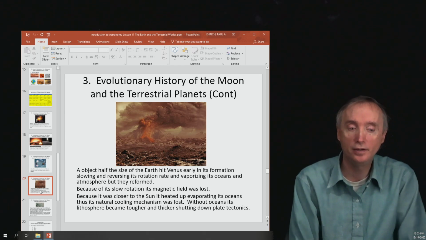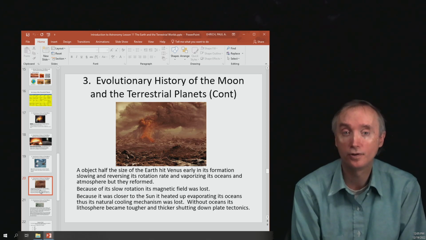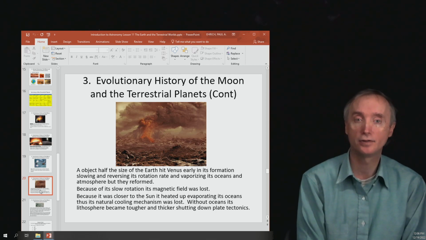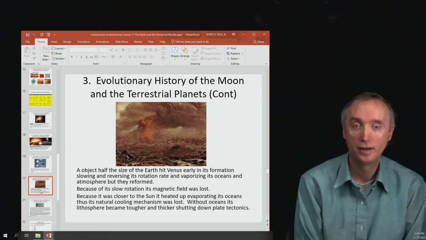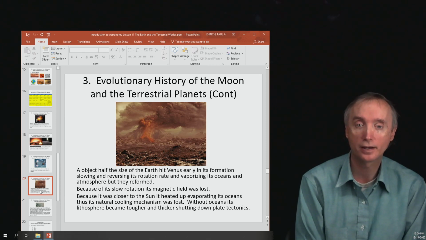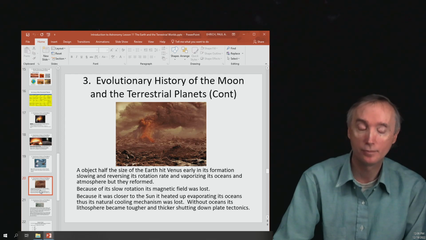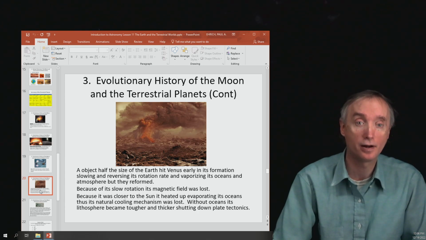But Venus was too close to the sun. And so its temperature was a little bit higher than the temperature of Earth. And so that meant that its oceans began to evaporate, to boil away due to temperature. And then without the oceans, there was no more production of limestone. So there was no mechanism for removing carbon dioxide. So the atmosphere just got thicker and thicker, and then because of the greenhouse effect, the temperature got hotter and hotter.